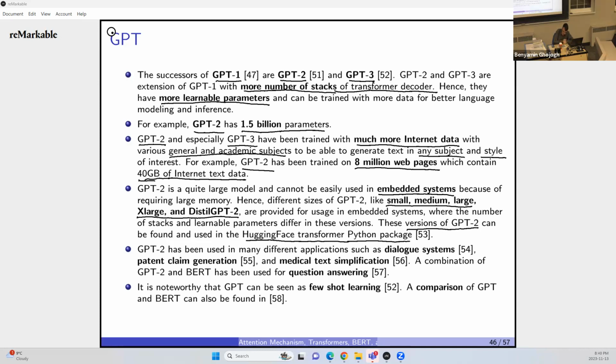GPT-2 has been used in many different applications, such as dialogue systems, patent claim generation, and text simplification. Also, we can combine GPT and BERT, for example for question answering; you can see these references. Some papers have also said you can see it as few-shot learning.